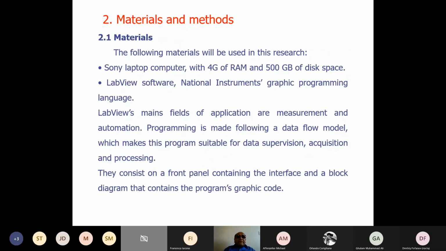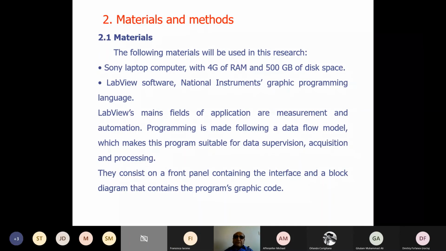Materials: the virtual materials used in this research. First, a laptop computer with 4 GB of RAM and 500 GB of disk space. Then LabVIEW software, the National Instruments graphical programming language. LabVIEW's main fields of application are measurement and automation.